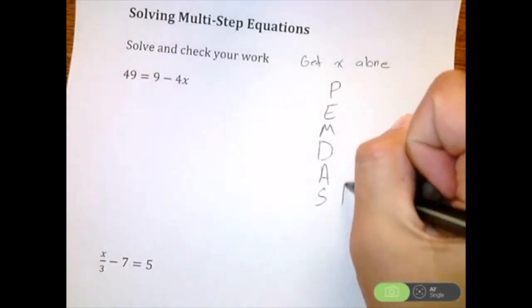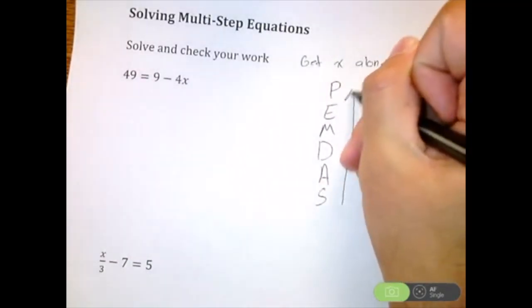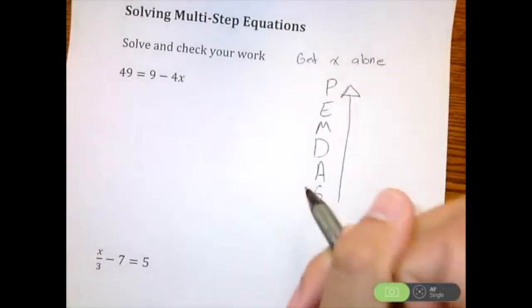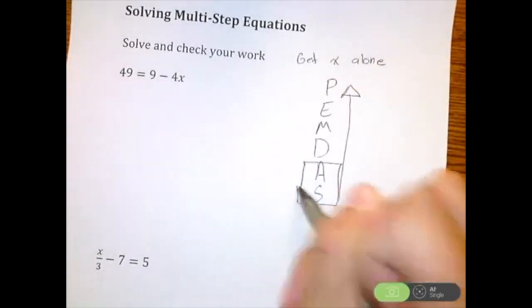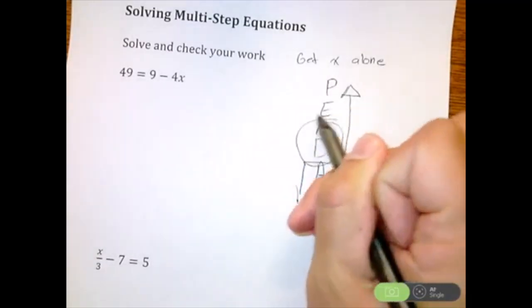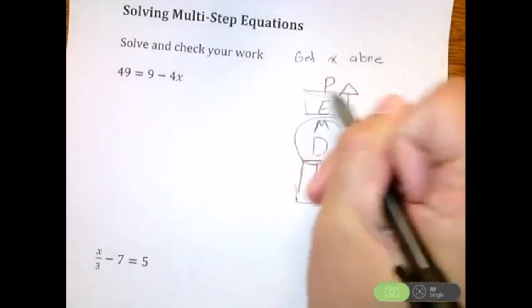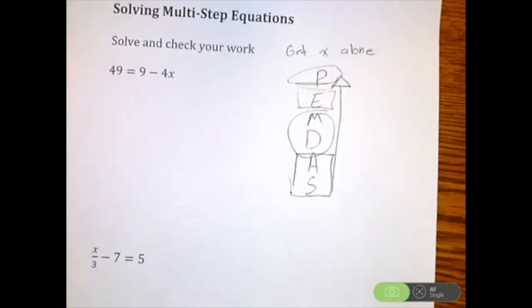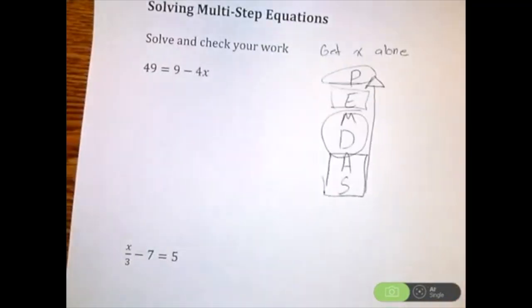We're going to do the order of operations backwards, which means we're going to get rid of any addition and subtraction first, then we're going to get rid of multiplication and division, deal with any exponents we have, and then finally work inside parentheses. So I've got three examples for you, and again we're going to work the order of operations backwards.